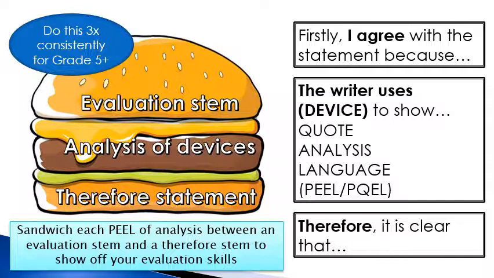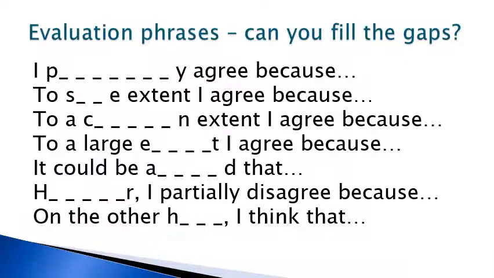Okay, so that's what it looks like, and you're going to do that approximately 3 to 4 times. 3 is fine, 4 is probably even better because of the length of question and the tariff of marks available, of 20 marks. Okay, so here are some evaluation phrases that you could use to start that process. Think of this as like the top of your bun before you go into your peel paragraph, the bit that's sandwiched in the middle. So we always start with an evaluation phrase. So these are some that you could use.